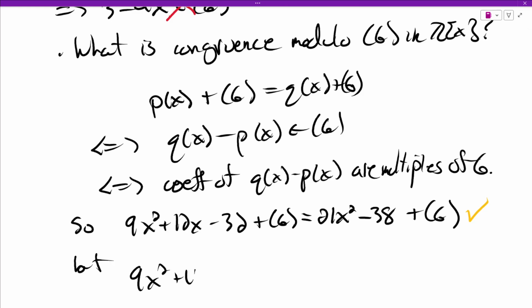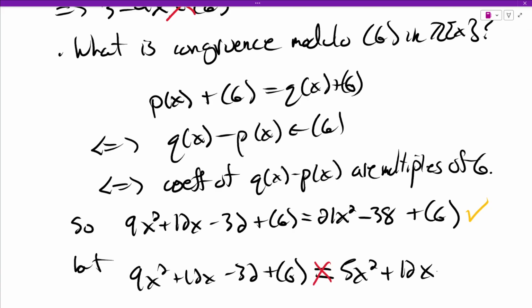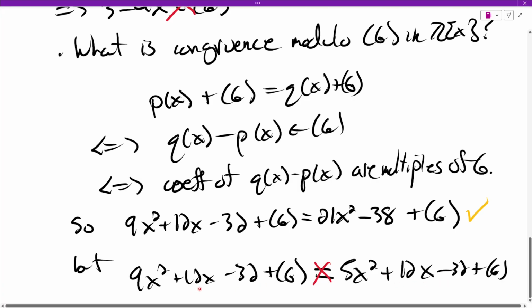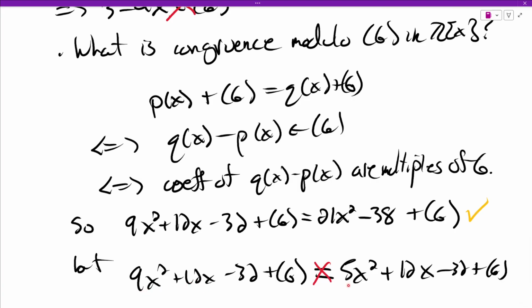Whereas something like 9x squared plus 12x minus 32 is not congruent to 5x squared plus 12x minus 32. Although for the constant and linear terms their difference is 0, so that's certainly a multiple of 6. It's 6 times 0. For the quadratic terms, 9x squared and 5x squared, 9 minus 5 is 4. 4 is not a multiple of 6. All right, so that was sort of a long example with the ideal generated by 6.